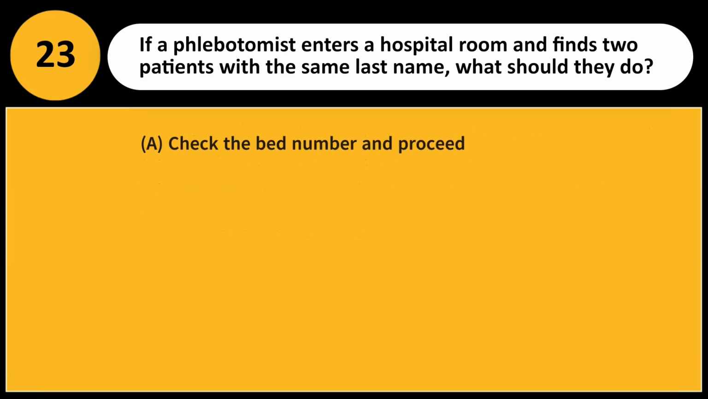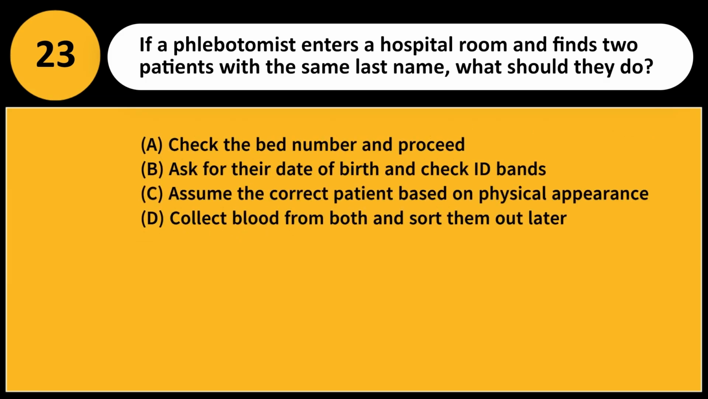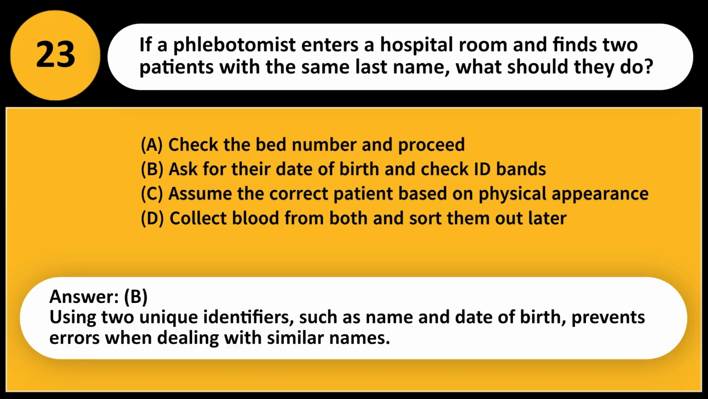If a phlebotomist enters a hospital room and finds two patients with the same last name, what should they do? A. Check the bed number and proceed. B. Ask for their date of birth and check ID bands. C. Assume the correct patient based on physical appearance. D. Collect blood from both and sort them out later. Answer: B. Using two unique identifiers, such as name and date of birth, prevents errors when dealing with similar names.